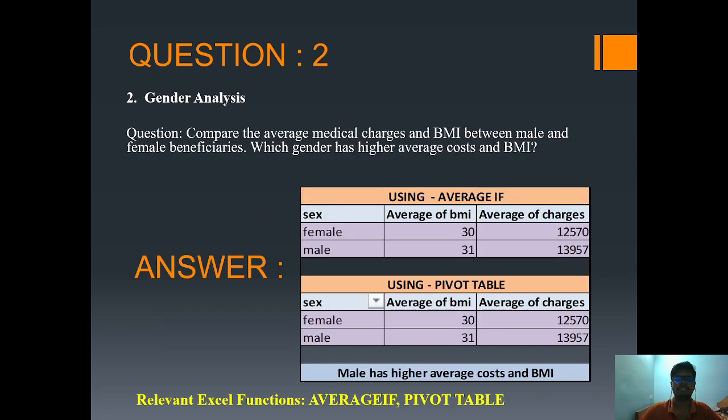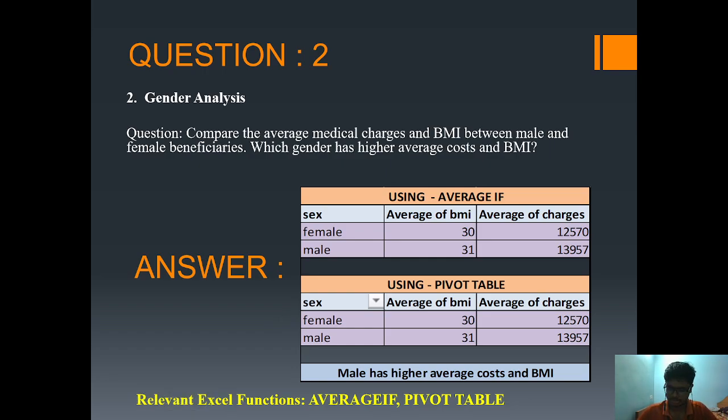The second question is gender analysis. Question: compare the average medical charges and BMI between male and female beneficiaries. Now we have two genders, male and female beneficiaries. Which gender has the highest average cost and BMI? From this result, we can say that male has an average BMI of 31 and average charges of 13,957. So the relevant Excel functions are AVERAGEIF and pivot table.